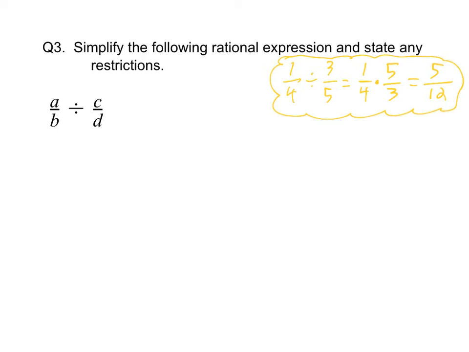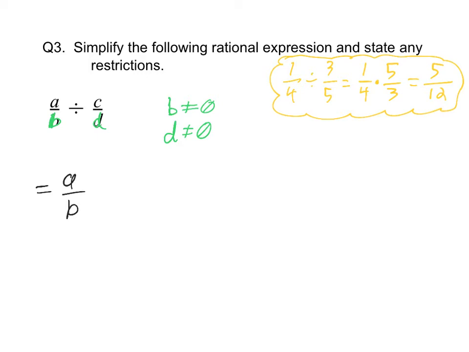But before we start dividing, realize that we should look for non-permissible values, since these expressions have been fully factored. In this case, we cannot have b equal to 0, because if we did, we would be dividing by 0 in this first fraction. We also cannot have d equal to 0, because if we did, we would be dividing by 0 in the second fraction. Okay, let's multiply by the reciprocal now.